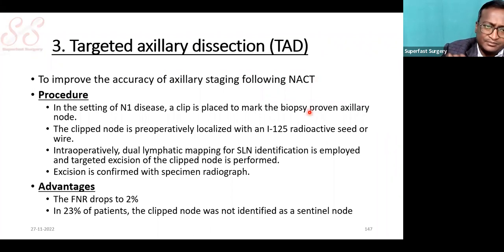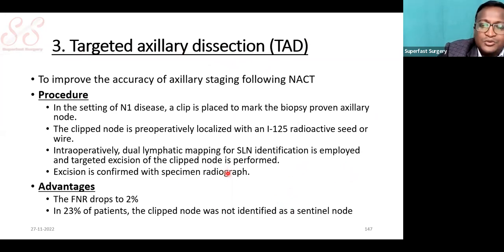During the initial part of my presentation, I told you that ultrasound is used to place a marker or clip. So when we find N1 disease, we clip that node, the ultrasound-guided, biopsy-proven axillary node, and we give chemotherapy. After chemotherapy, when the disease has shrunken, we remove this marked clipped node along with the sentinel lymph nodes during our axillary surgery, and that is known as targeted axillary dissection.